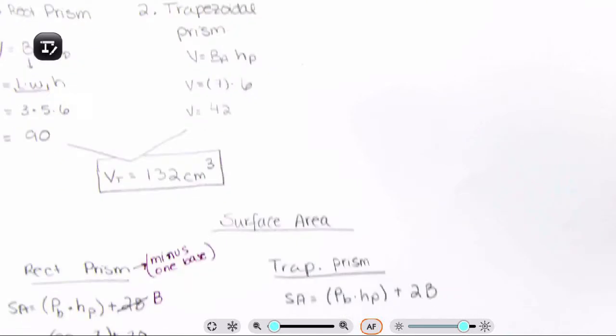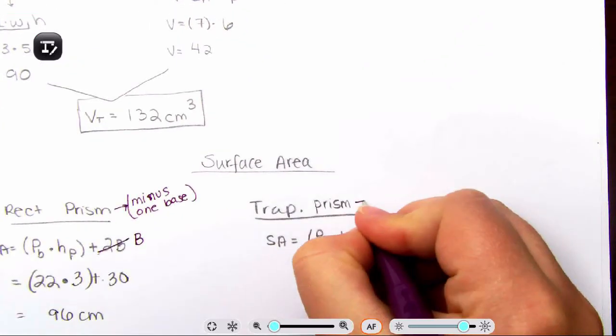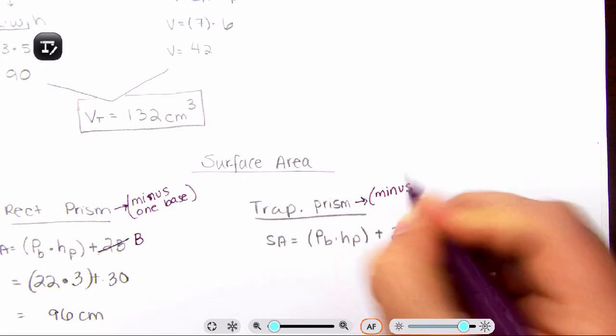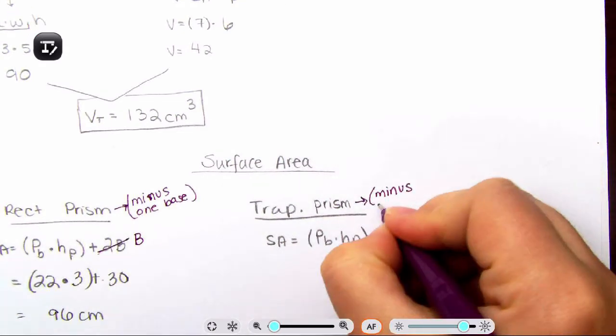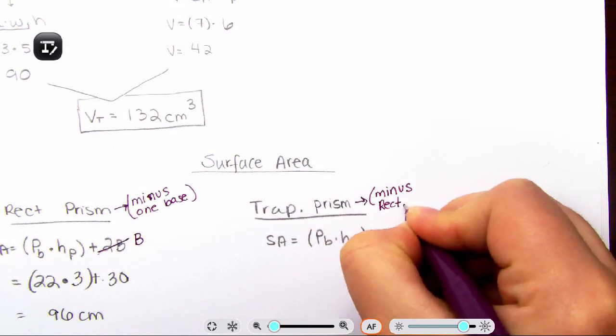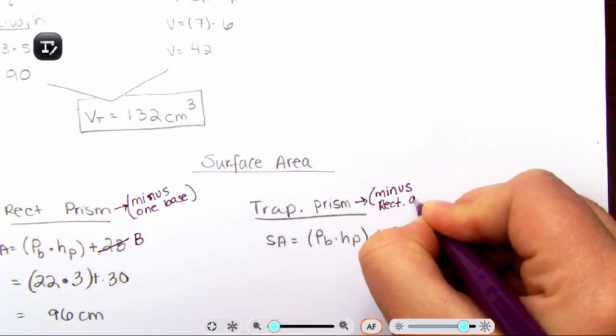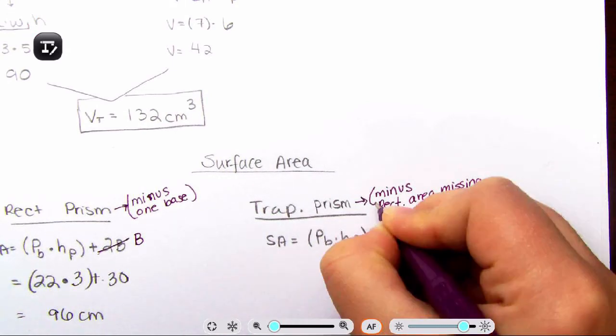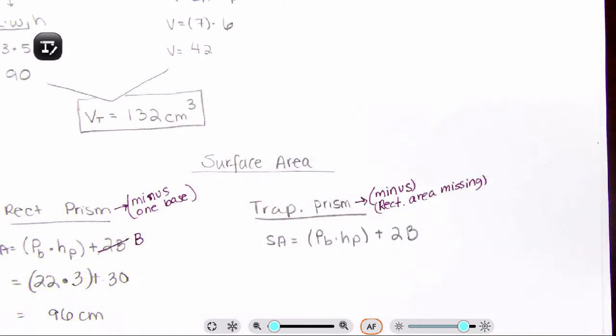And that, once again, is exactly the same as the rectangular base. So I have my trapezoid prism. However, I have a rectangle area missing. So we're going to subtract one rectangular area.